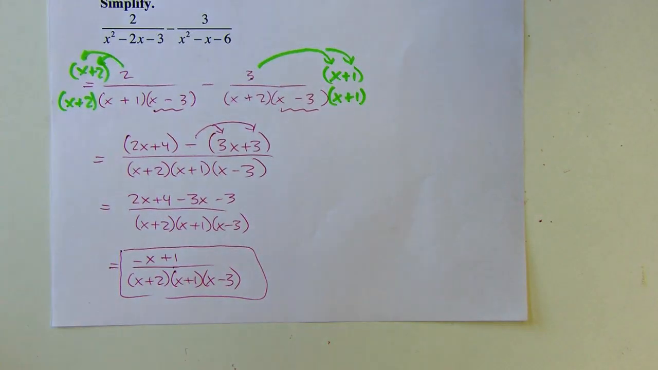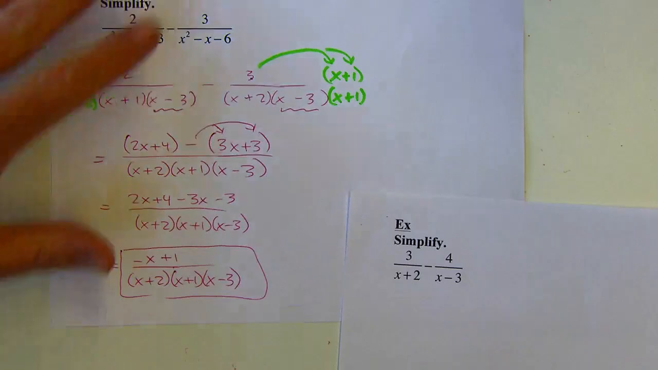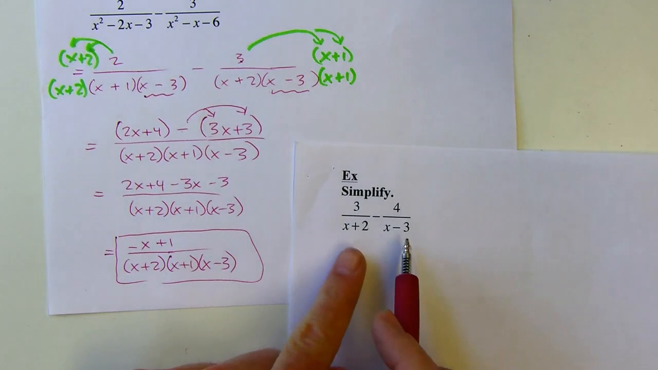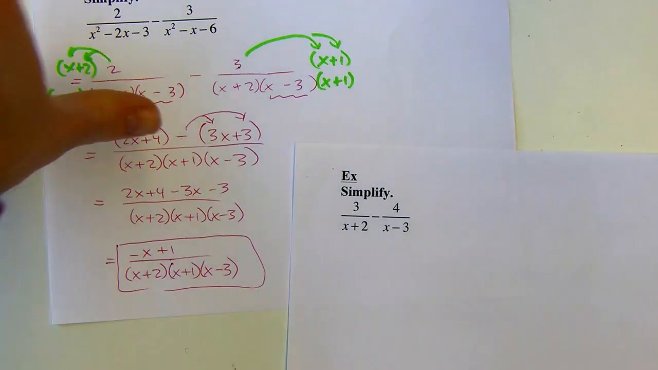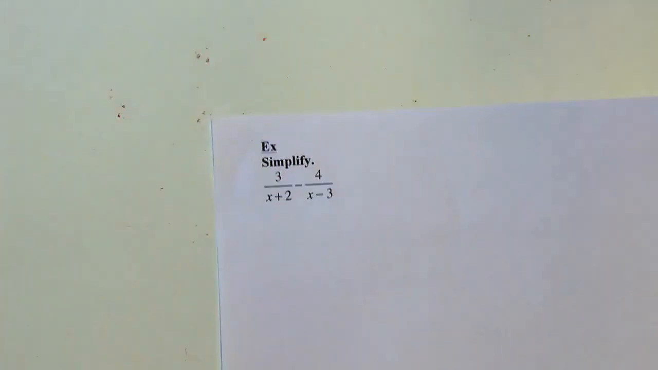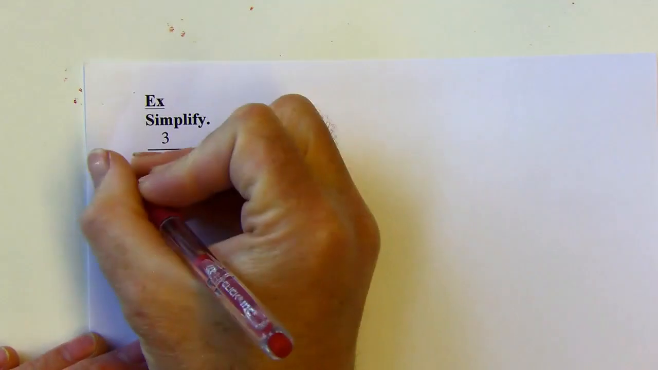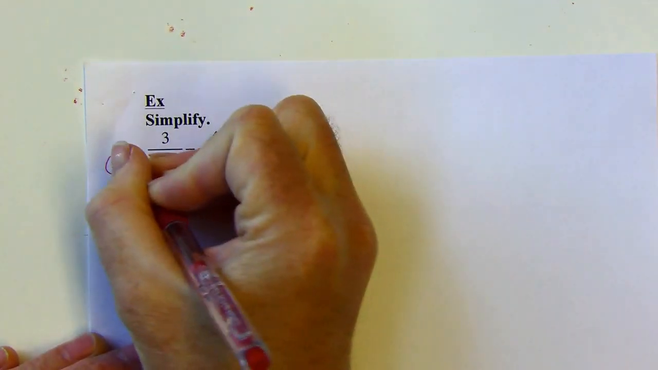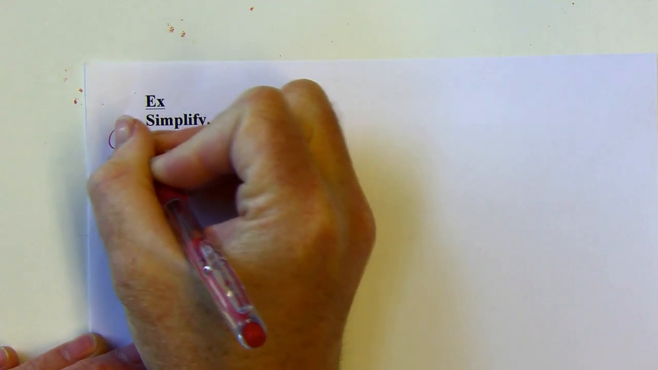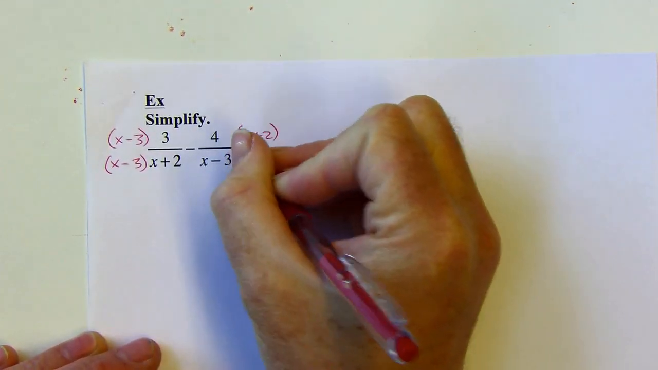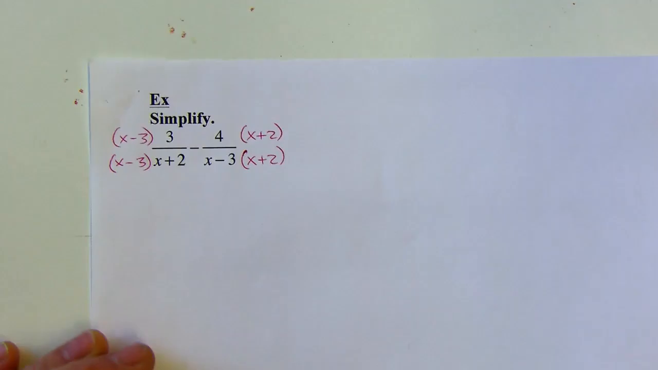Okay, next problem. This one's going to be a little bit of a pain. I can't do any factoring here, and they don't have anything in common. I mean, it's not too bad, but the only thing we can do to get a common denominator is multiply by x minus 3 on this first fraction and x plus 2 on the second fraction. And then they'll have the same denominators, right?